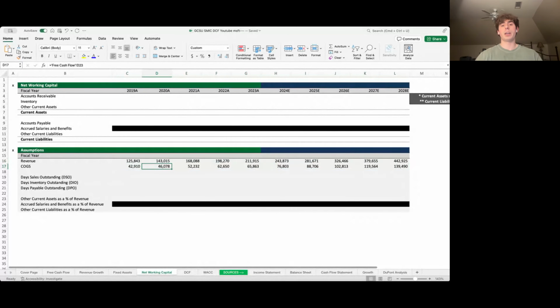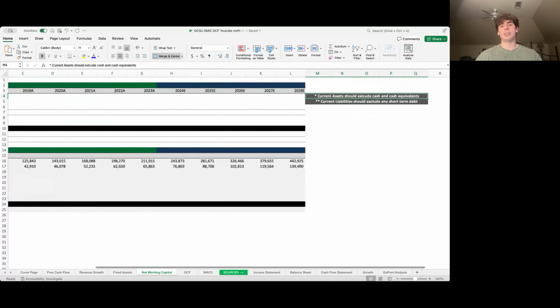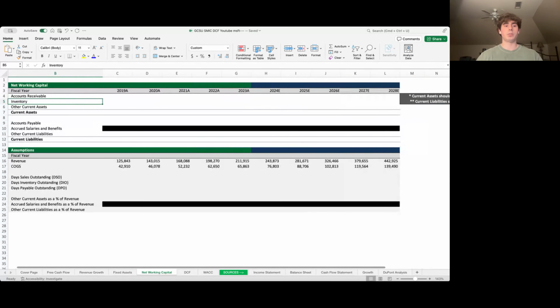If you're working off a Mac, you can double check this by clicking Fn F2, and you can see that pulled the right value. So as I previously mentioned, net working capital is current assets minus current liabilities. But with the DCF, with current assets, we exclude cash and cash equivalents. And with current liabilities, we exclude any short-term debt. So we're going to be working in the company's balance sheet for this because we're dealing with current assets and current liabilities. And the accounting equation for the balance sheet is assets equals liabilities plus equity.